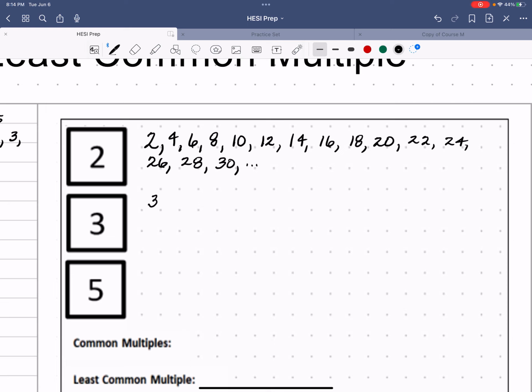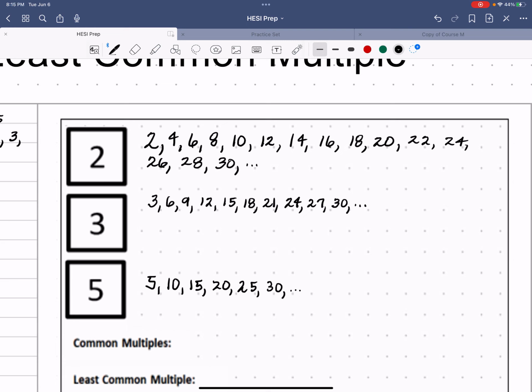Then I'll do the 3's. 3, 6, 9, 12, 15, 18, 21, 24, 27, and look at that one, 30. Then the 5's, I have 5, 10, 15, 20, 25, 30. You want them to be consecutive. Don't skip any. And there is that common multiple.